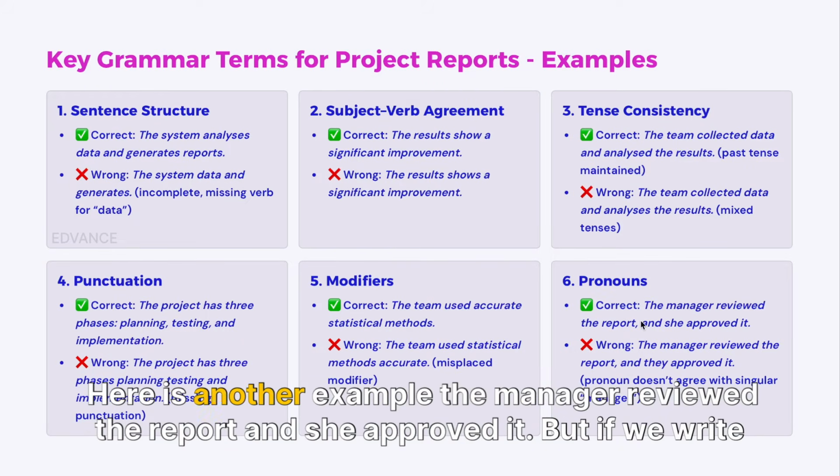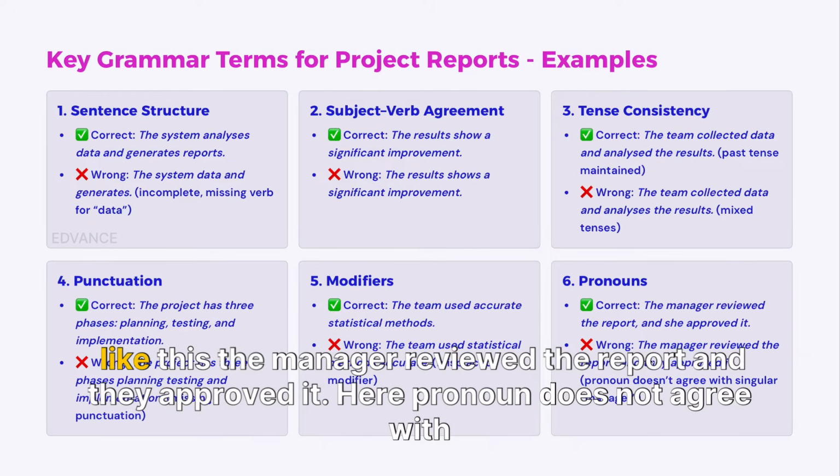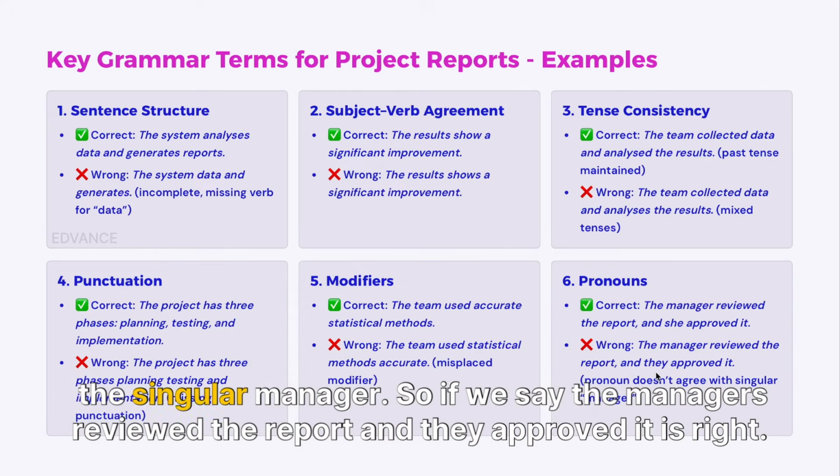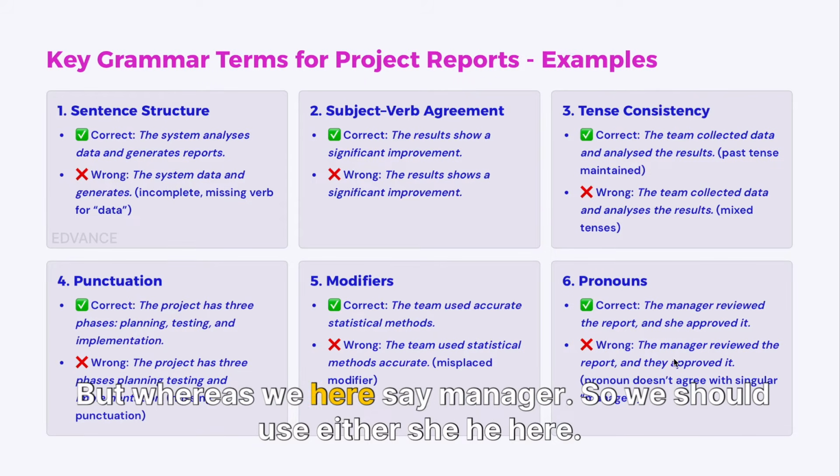Here is another example. The manager reviewed the report and she approved it. But if we write like this, the manager reviewed the report and they approved it, here the pronoun doesn't agree with the singular manager. So if we say the managers reviewed the report and they approved it, it is right. But whereas here we say manager, so we should use either she or he.